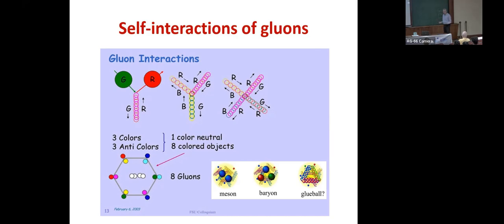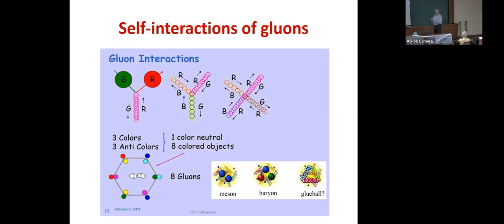But in addition, it is possible to get an object called a glueball, which has no quarks at all, but consists of only gluons. There are candidates for glueballs which have been found, but it is quite difficult to conclusively show that a particle seen in the experiment actually is a glueball. That information comes partly from our calculations of lattice gauge theory. But this is one major difference.